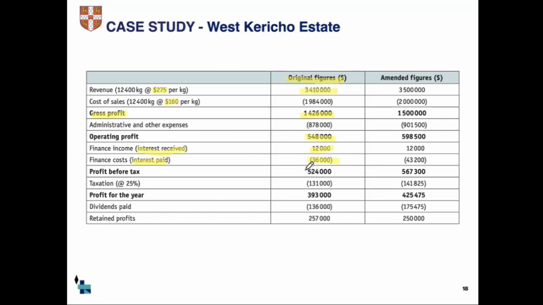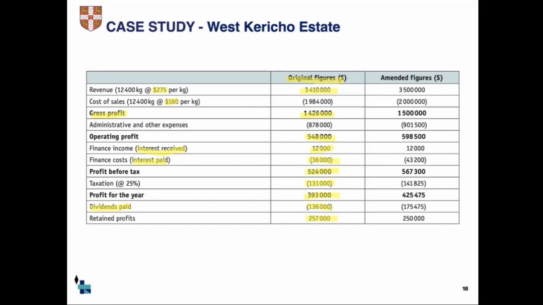And then that gives the profit before tax of $524,000. Taxation to the government is at 25%. So that is also deducted, and it gives the profit for the year, which is $393,000. What happened to these profits? Some were distributed to the owners of the business. So dividends were paid. The dividends paid amounted to $136,000, and then they retained $257,000 in the business. And this is an amount of money that the business can use to finance the purchase of assets or use for other investments to grow the business.